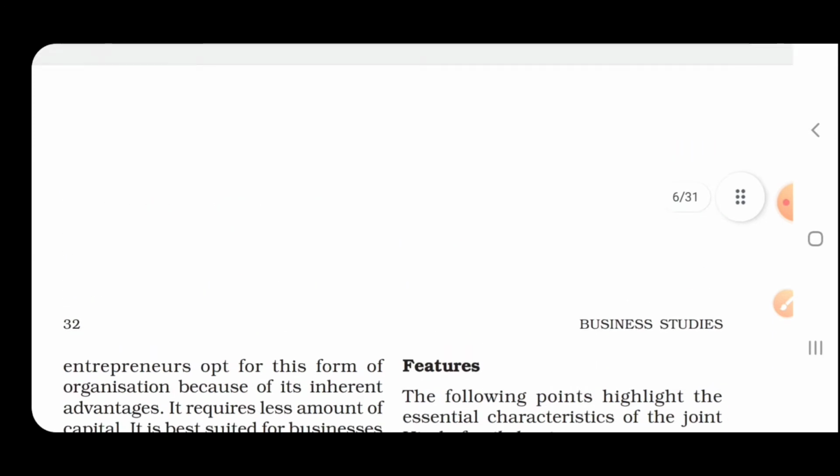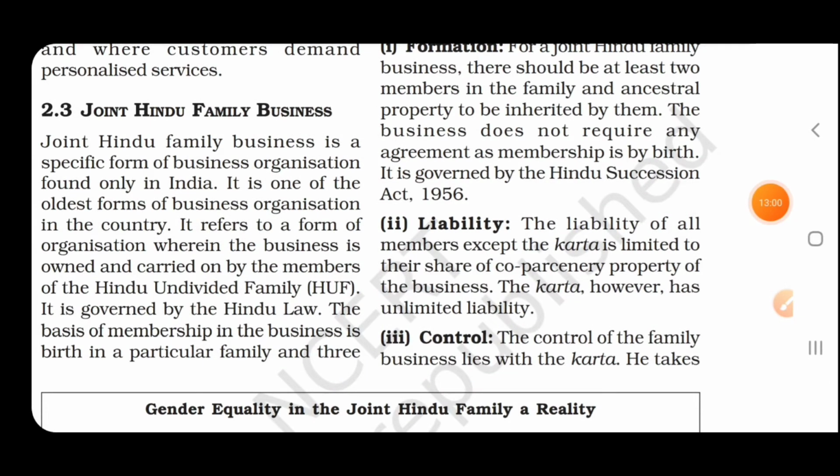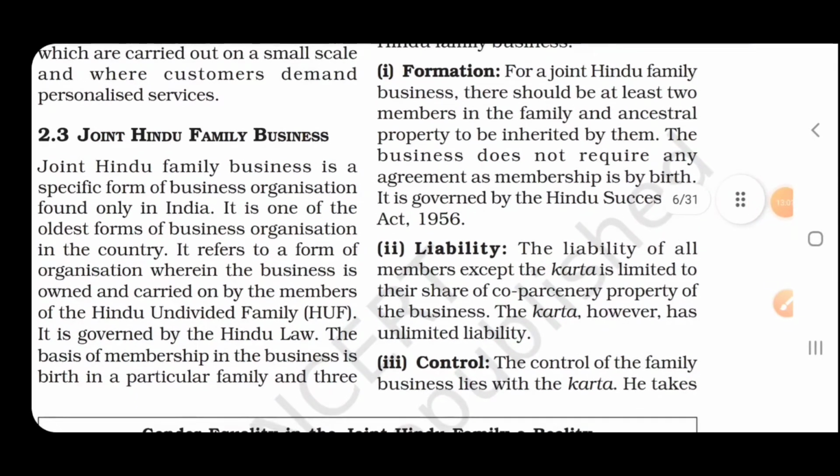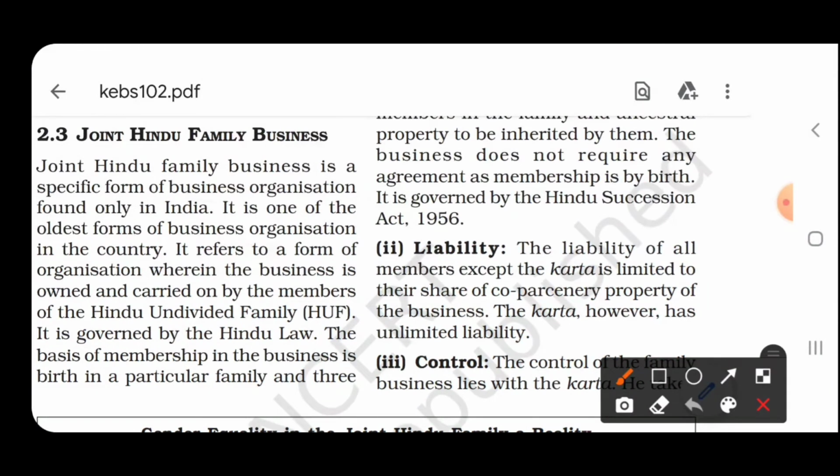So these are the features of sole proprietorship. Now we are going to look at the second form of business organization, that is joint Hindu family business. Joint Hindu family business is a specific form of business organization found only in India, and it is the oldest form of business organization. It refers to a form of organization wherein the business is owned and carried on by the members of a Hindu undivided family.